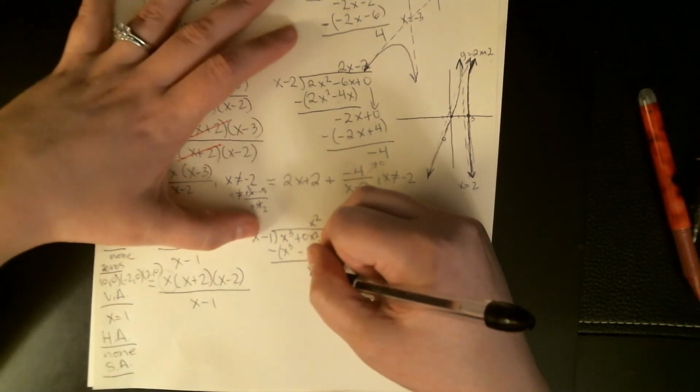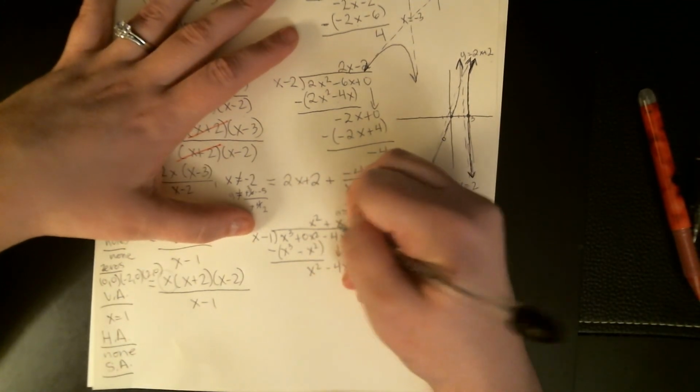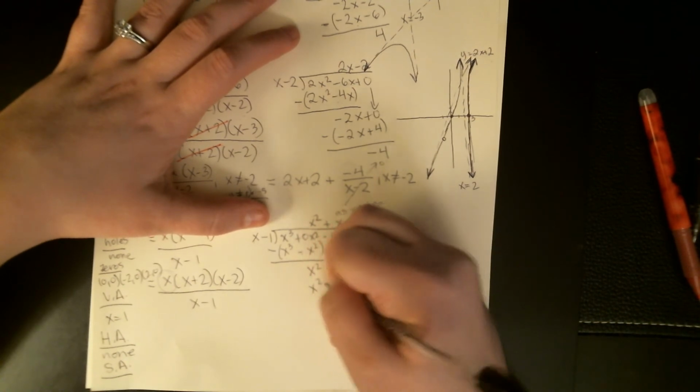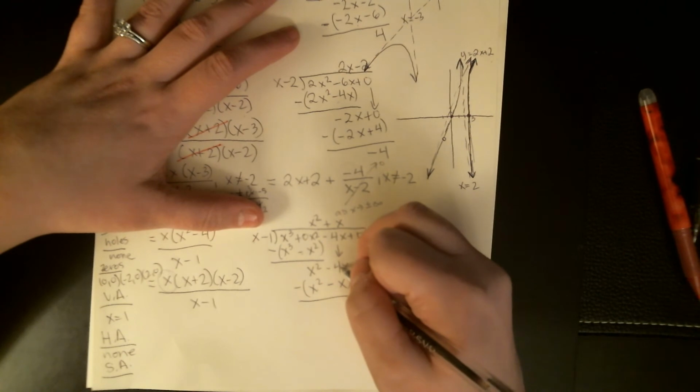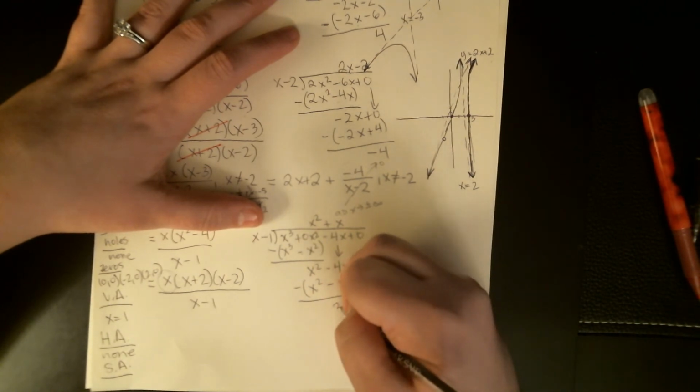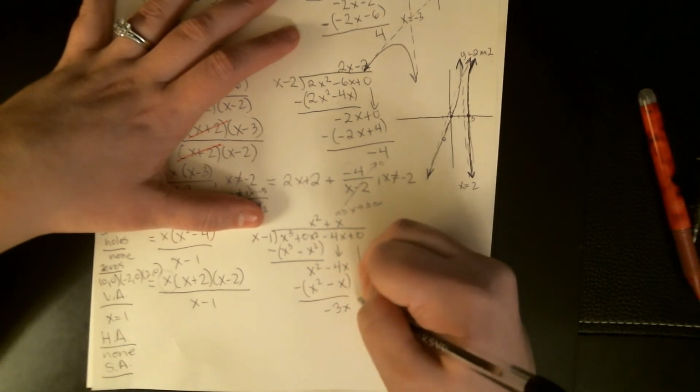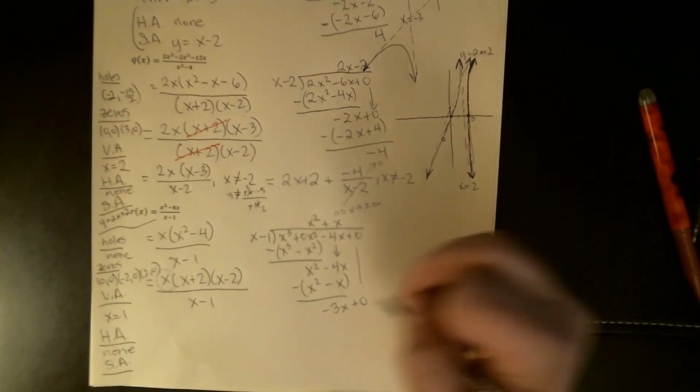Now to get x turned into an x squared, we need to multiply by an x. So we get an x squared minus x. And when we subtract, the x squareds go away. Minus 4x plus x is a minus 3x. And then that'll be a plus 0.